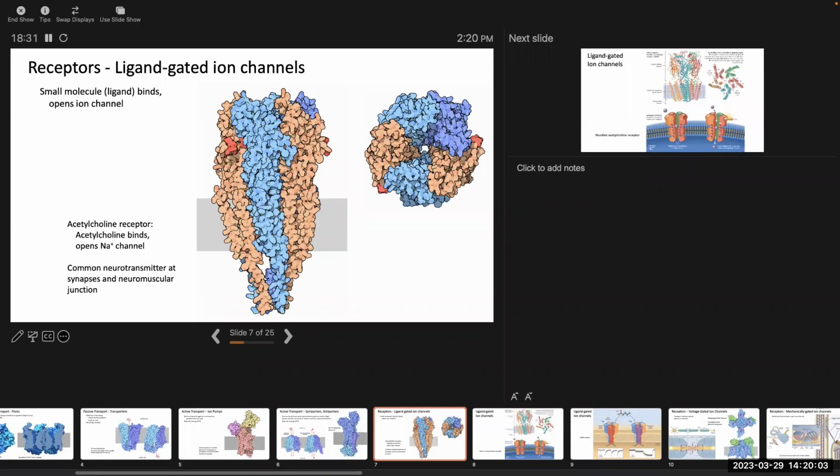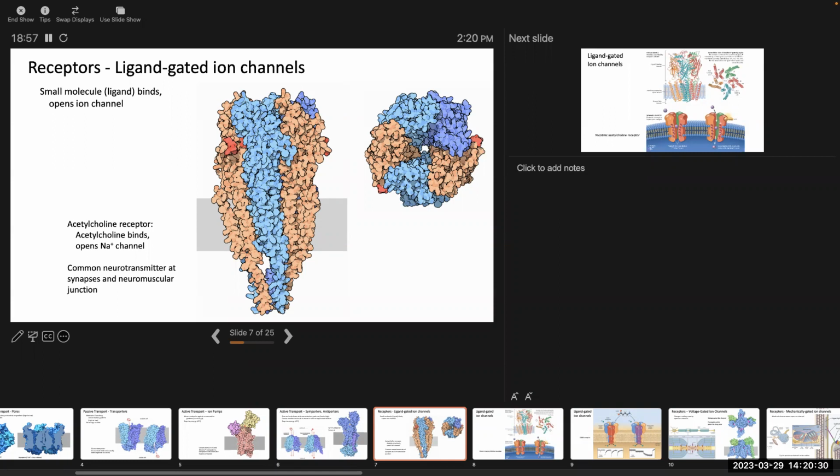And then if you look at the side view to the left of that, again, the gray box represents where the cell membrane is located. So this thing's embedded in the cell membrane. So the acetylcholine binds to the outside of the receptor, to the extracellular part, causing a shape change in the protein, opening up that pore in the middle to allow sodium ions to flood through.